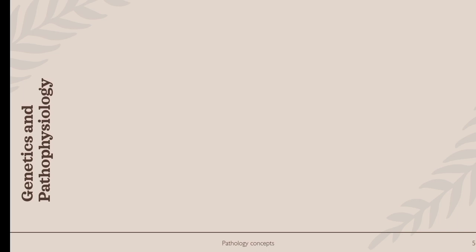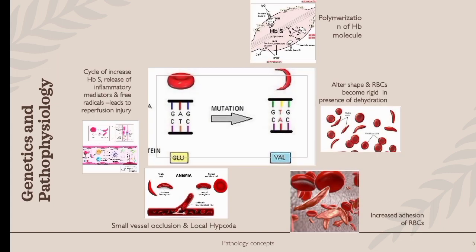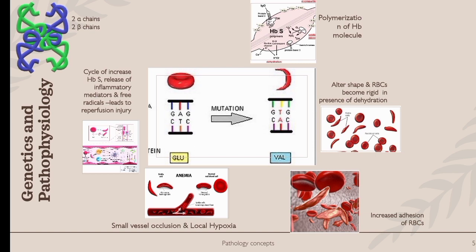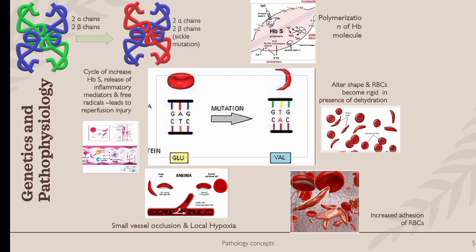Now we learn about genetics and pathophysiology. The normal Hb molecule contains 2 alpha and 2 beta globin chains, and the sickle mutation occurs in the beta globin chain. It is a monogenic disorder due to a single base pair point mutation in the beta globin gene on chromosome 11, resulting in substitution of the amino acid valine for glutamic acid.